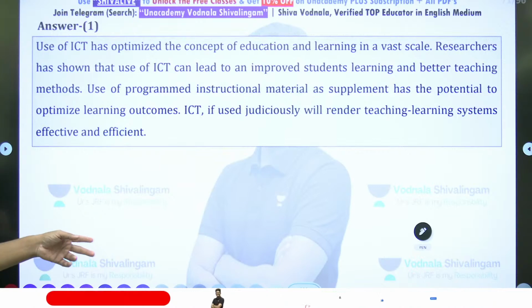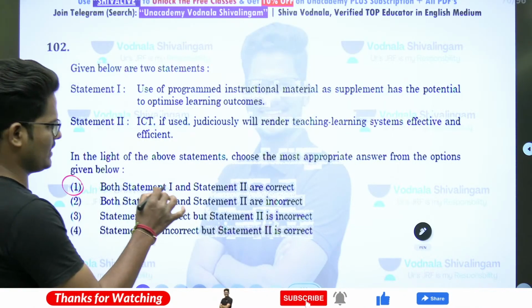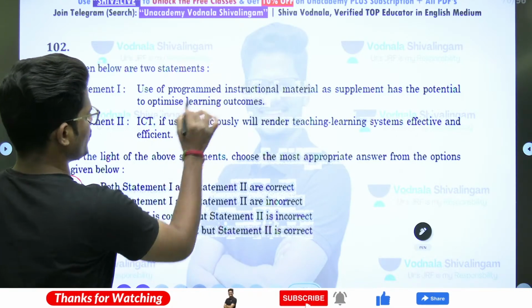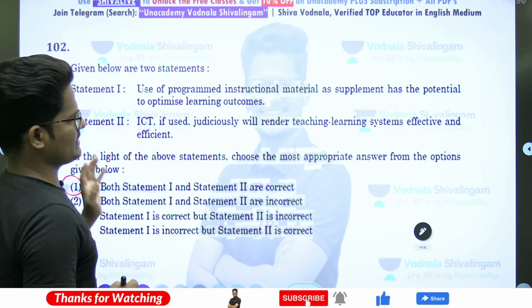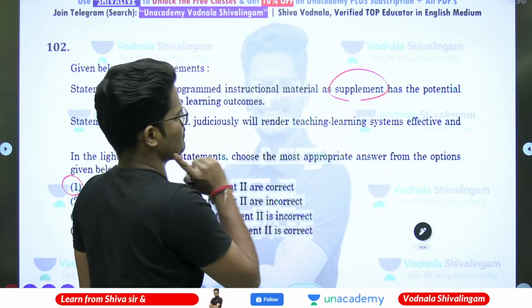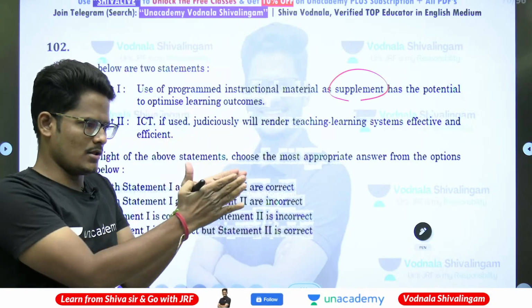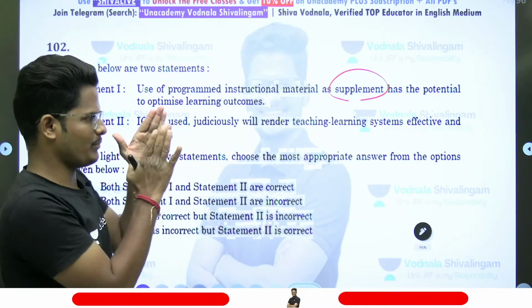So the answer for this question is that 1 is the correct answer. Both statement 1 and 2 are correct. Use of programmed instruction material as a supplement. Yes, it is an addition. Instructional material is nothing but step by step arrangement of the material. Now I sequentially arranged all the teaching aptitude of 24 shifts in a proper way.